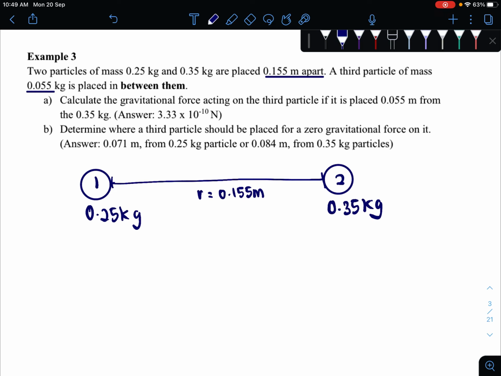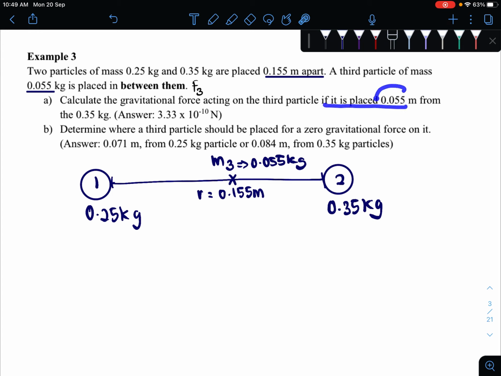Okay, kita tak tahu di mana lokasi duduknya, maksudnya jarak dia kita tak tahu. So kita simply letaklah, let's say this is my mass 3 yang mempunyai 0.055 kg. Okay. And then dia kata calculate the gravitational force. Gravitational force adalah F. Okay. Acting on the third particle. Maksudnya dia nak tahu force on the third particle. So F3.